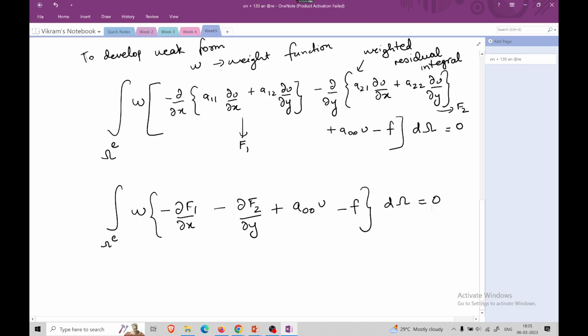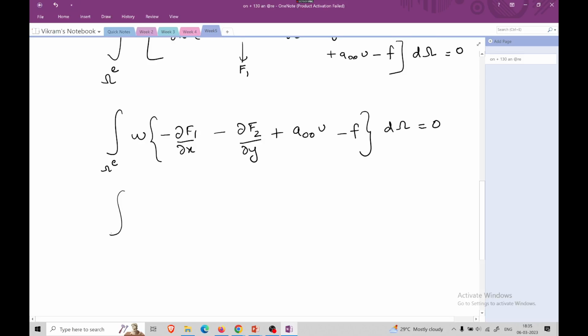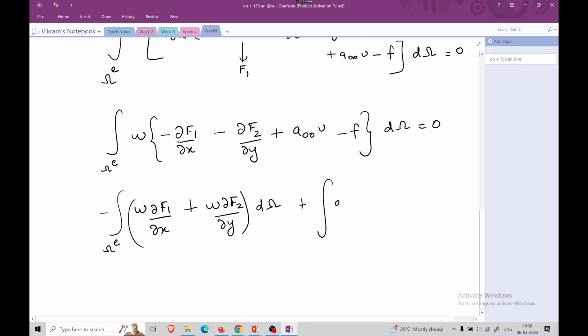Okay. So I am going to split this integral now. For one case I am going to retain minus of w times dou f1 by dou x plus dou f2 by dou y, or let us say I am going to write it with w for both the terms, d omega, then plus a00 u w d omega minus w f d omega is equal to 0.